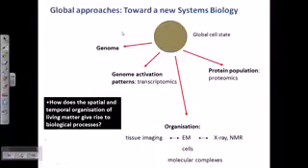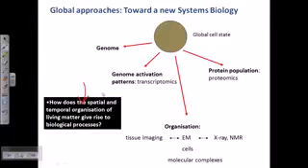Now, the global approaches towards the new systems biology can come from these bioinformatics studies. So the question that we want to ask is, how does the spatial and temporal organization of living matter give rise to biological processes? This is an age-old question, actually, coming to our minds from ancient times.